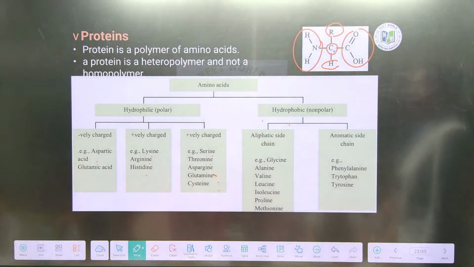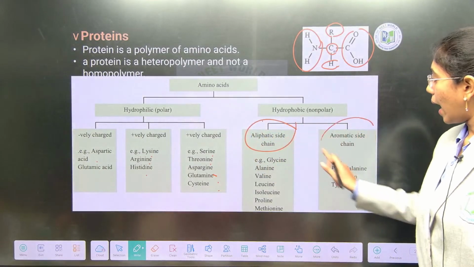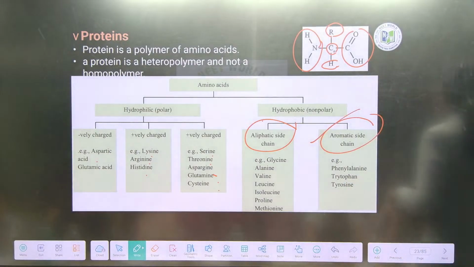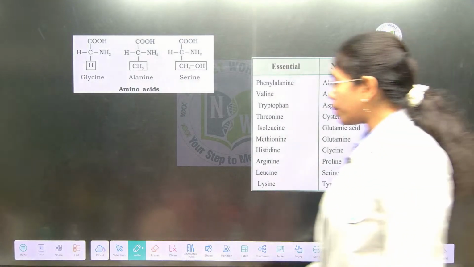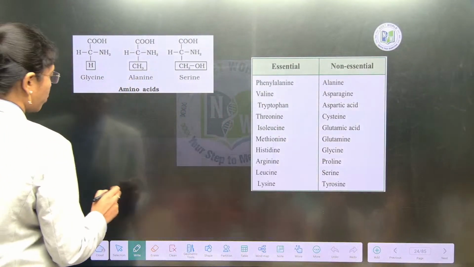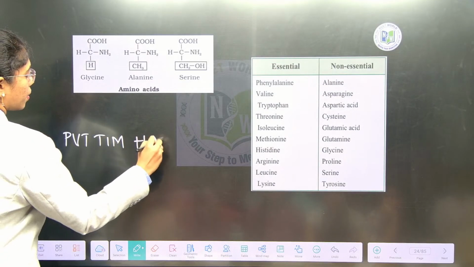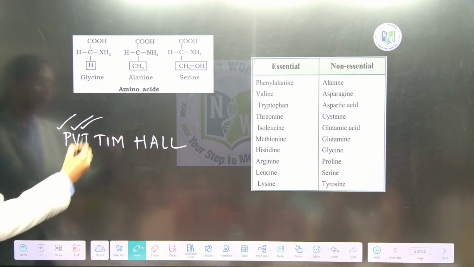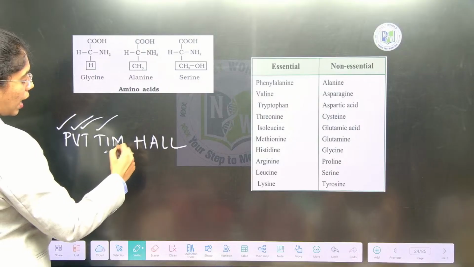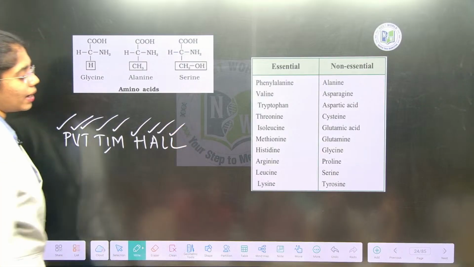Okay. Next is hydrophobic non-polar amino acids. We have aliphatic, aromatic. Aromatic examples: phenylalanine, tryptophan, tyrosine. Yeah. Essential, non-essential amino acids. To remember the essential amino acids, I have given you a mnemonic, right? PVT. Total 9 essential amino acids: phenylalanine, valine, tryptophan, tyrosine, isoleucine, methionine, histidine, alanine, leucine and lysine.